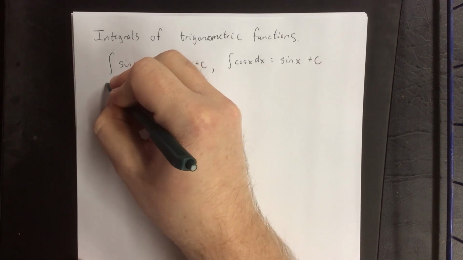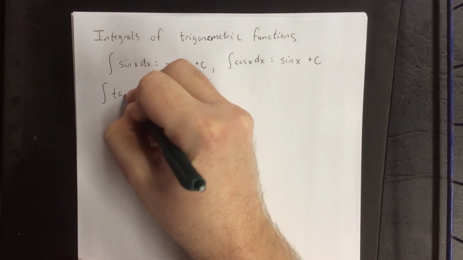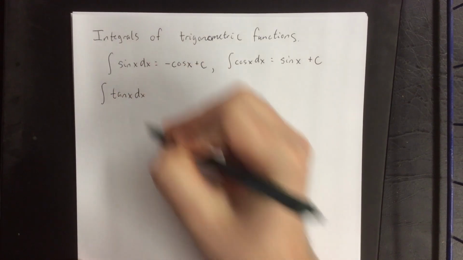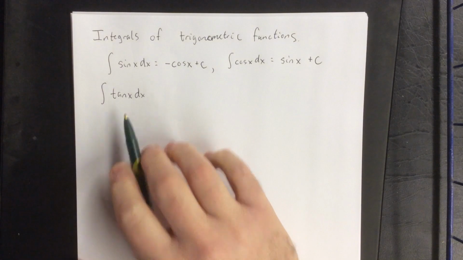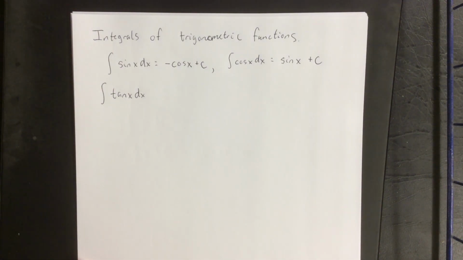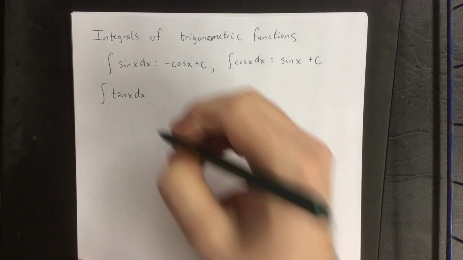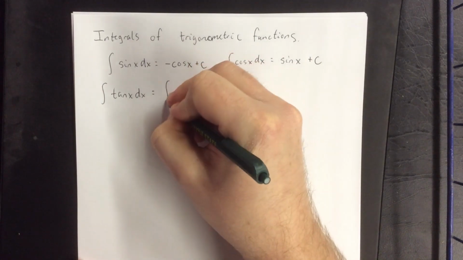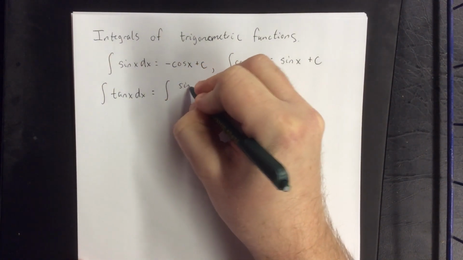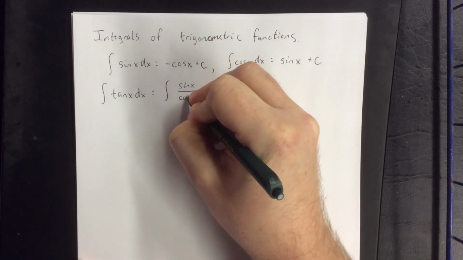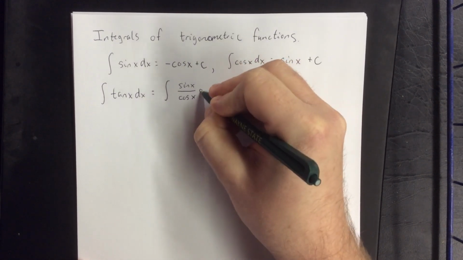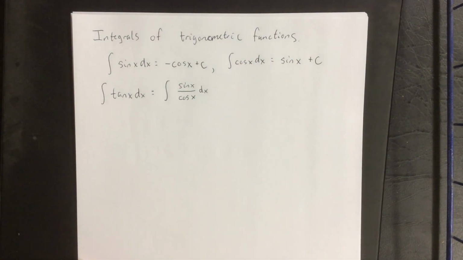However, there are four other trigonometric functions that we are going to integrate. One of them is the tangent of x. Now, there are actually two different ways to come up with this integral. One of which is to apply a quotient identity to the tangent of x and call this the integral of sine of x over the cosine of x dx.